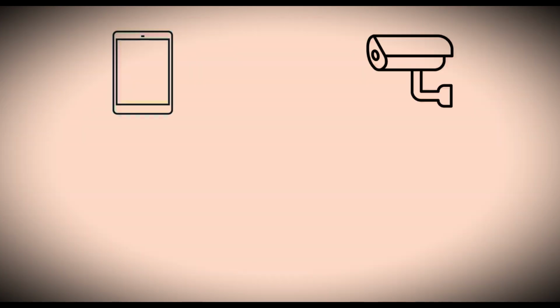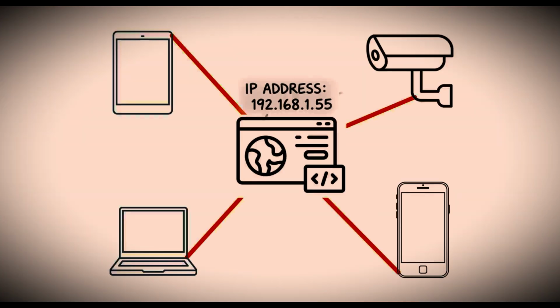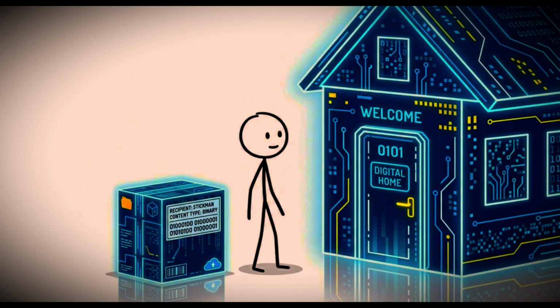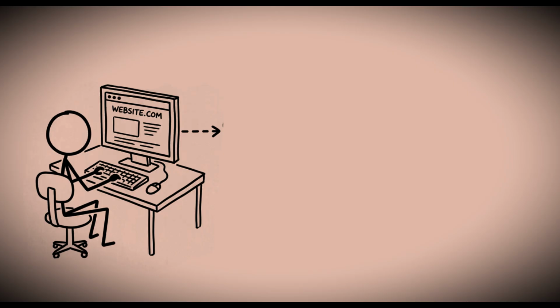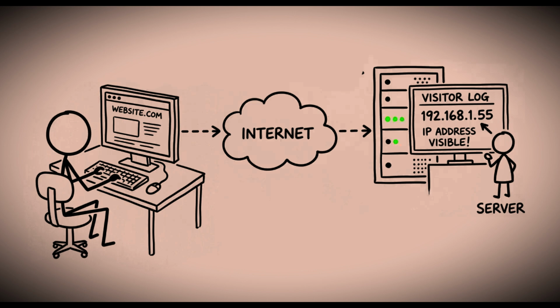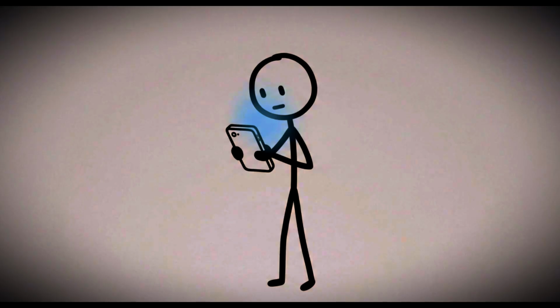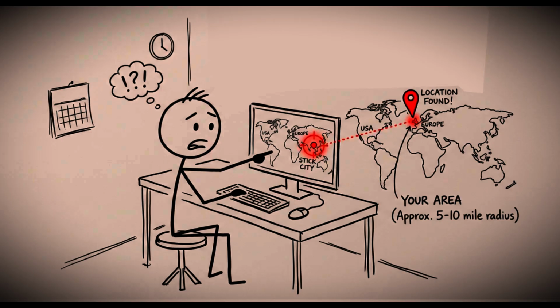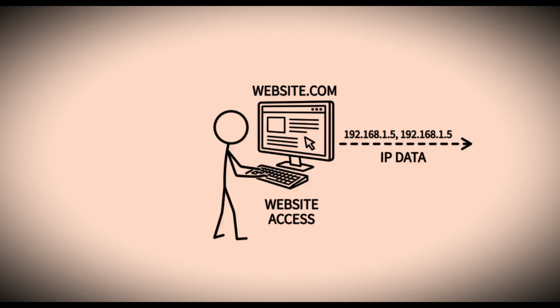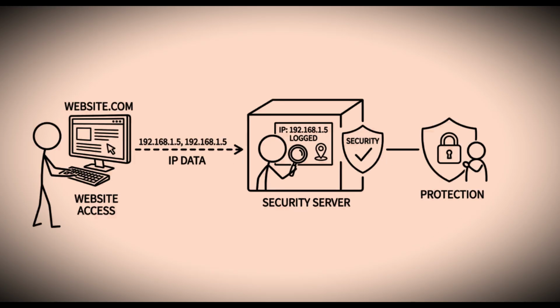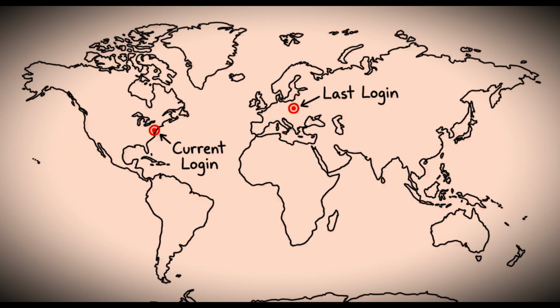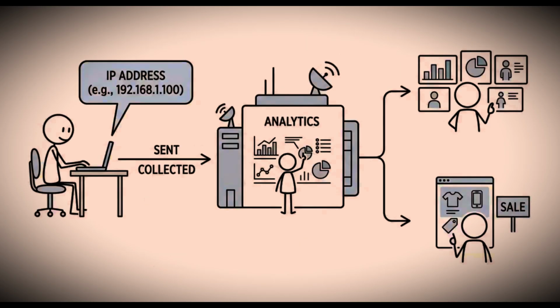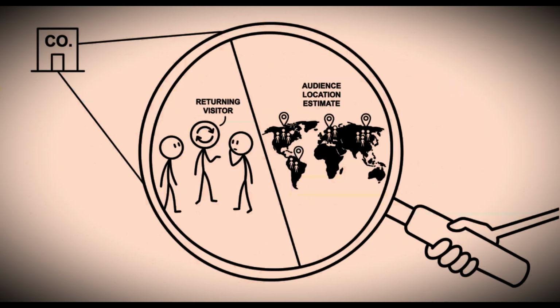IP address tracking. Every device connected to the internet has an IP address, which works like a digital address for sending and receiving data. When you visit a website, the server can see your IP address automatically. This information can reveal your approximate geographic location, such as the city or region you are connecting from. Websites often use IP tracking for security purposes, such as detecting suspicious login from unusual locations. However, IP addresses can also be used for analytics and advertising, allowing companies to identify returning visitors or estimate where their audience is located.